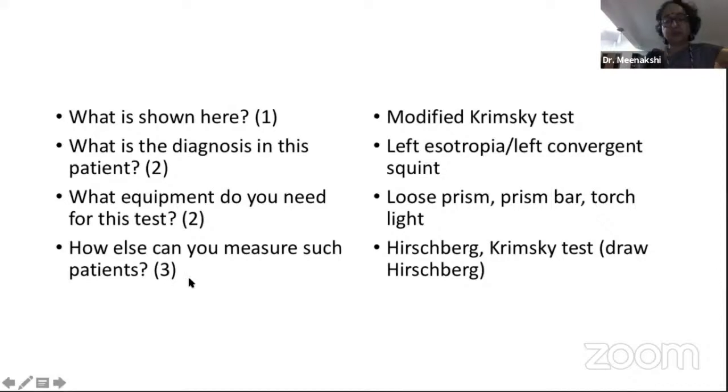By Hirschberg. All right, but you can do a Krimsky where you put the prism in front of the deviating eye. So what you would need is loose prism, prism bar, and a torch light. Remember, you have to pay attention to the marks and what is shown here. Even if you don't remember what is shown here, if you can say that the left eye is inward, write that as the diagnosis. That has two marks.